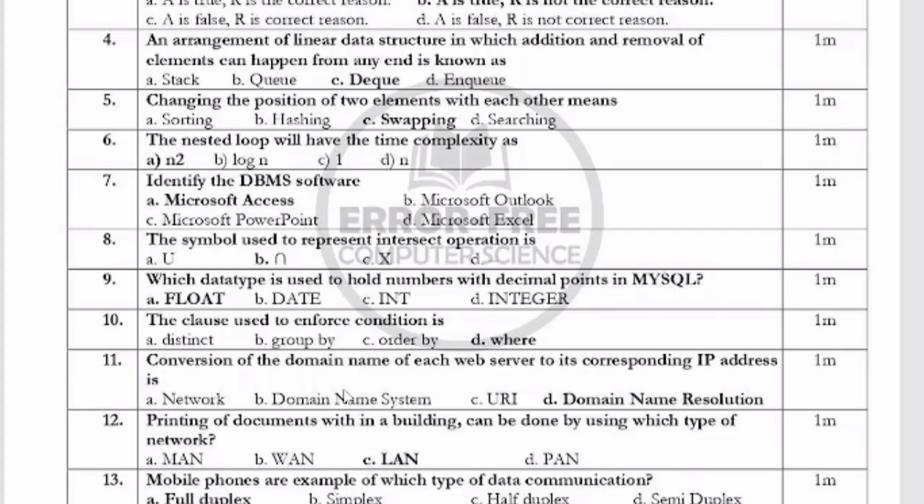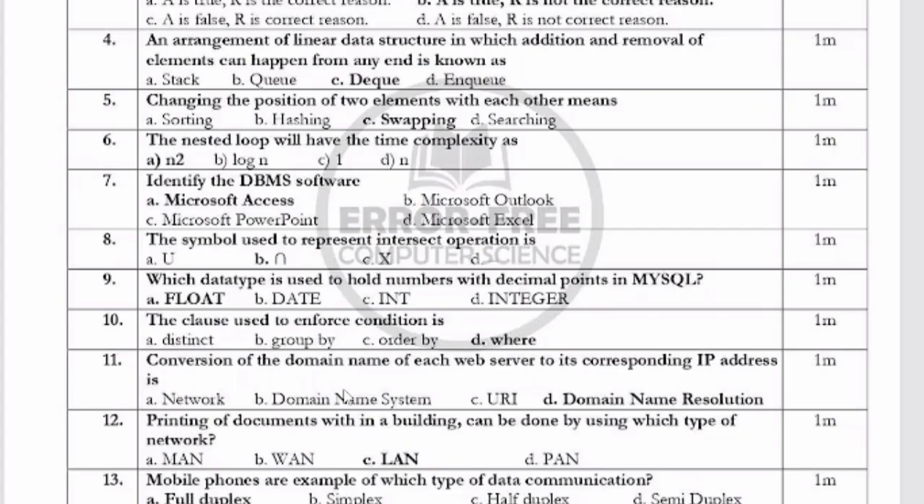And sixth one is the nested loop will have the time complexity. See, this is also an interview question for the engineering and BCA students. The nested loop will have the time complexity, because most of the time they will ask questions on time complexity and space complexity. The answer is A, that is n square.